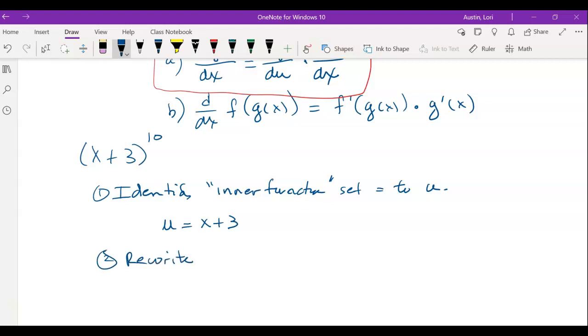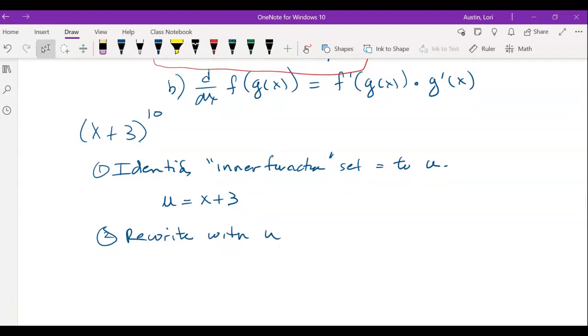Rewrite with u. So x plus 3 to the 10th simply becomes u to the 10th. If you can do that part, you're like 3/4 of the way there being able to apply the chain rule.